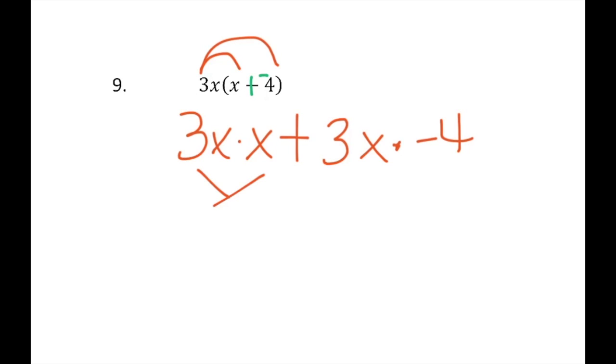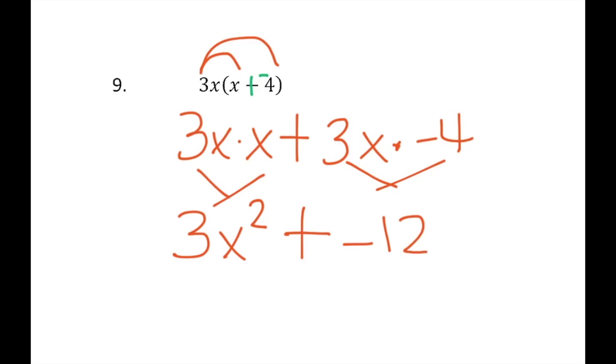Okay, now I'm going to combine 3 and then x times x is x squared plus 3 times a negative 4, oops, my plus didn't show up, is a negative 12, and then I just have that one x, so I'm going to put an x.